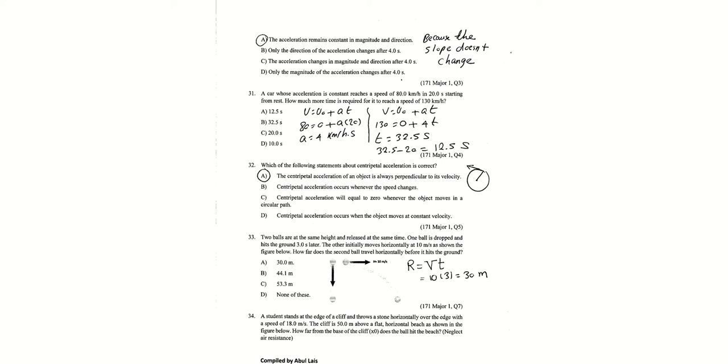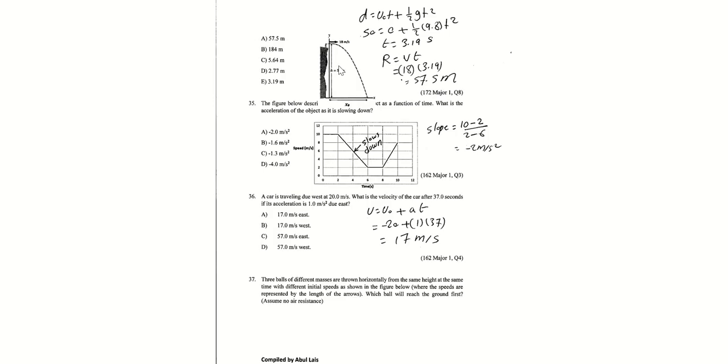Now, next question, 34. It says that a student stands at the edge of a cliff and throws a stone horizontally over the edge with a speed of 18 meters per second. The cliff is 50 meters above a flat horizontal beach, as shown in the figure below. How far from the base of the cliff does the ball hit the beach? And this is the picture of the problem.